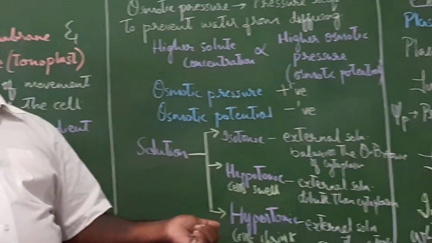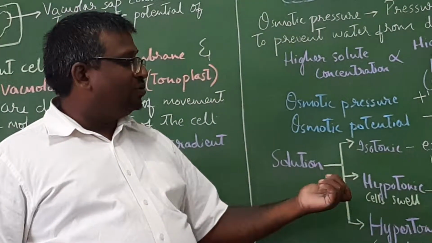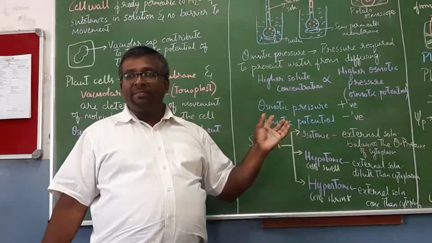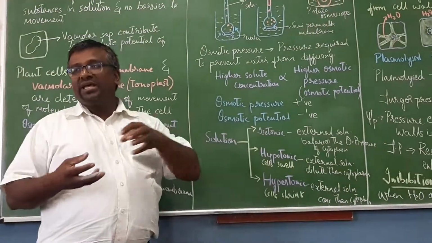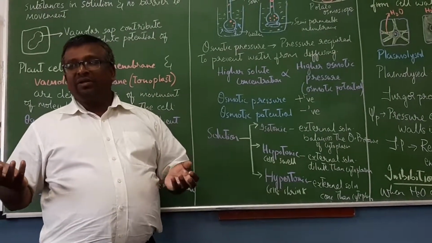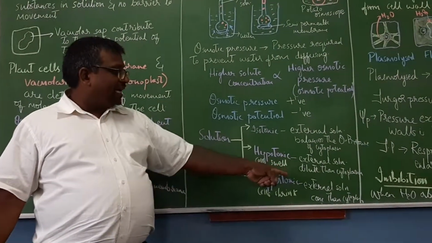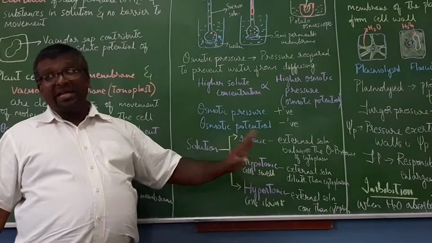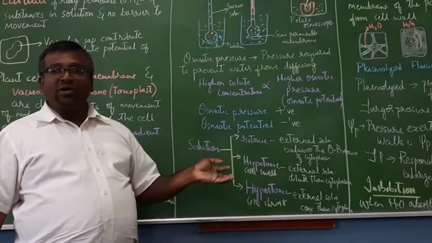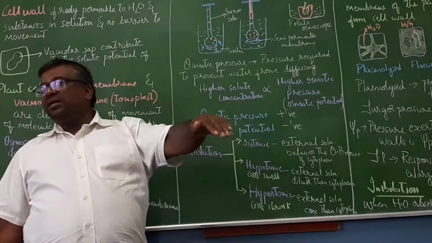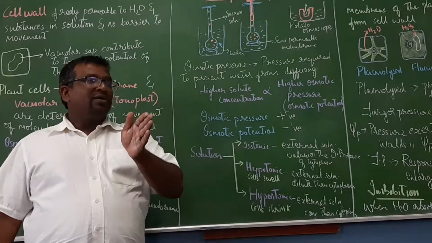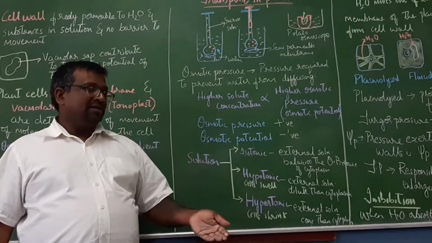Hypotonic solution: what happens is, the external solution dilutes the cytoplasm. That is, water enters from the external solution into the cytoplasm and they become dilute. Sorry, it is more dilute than the cytoplasm. Hypotonic is when water enters into the cell. So we call it endosmosis. Exosmosis is where water exits from the cell.